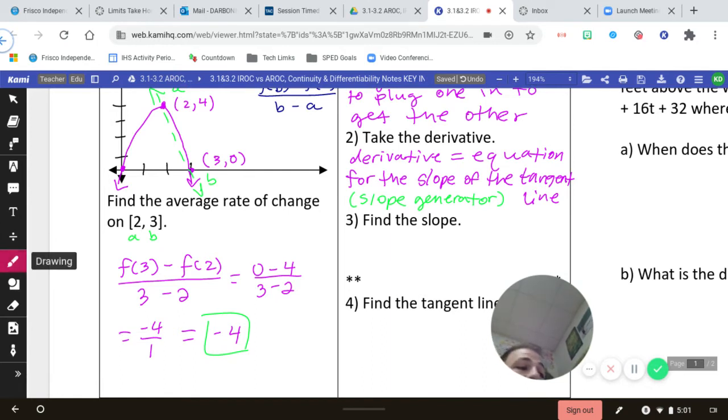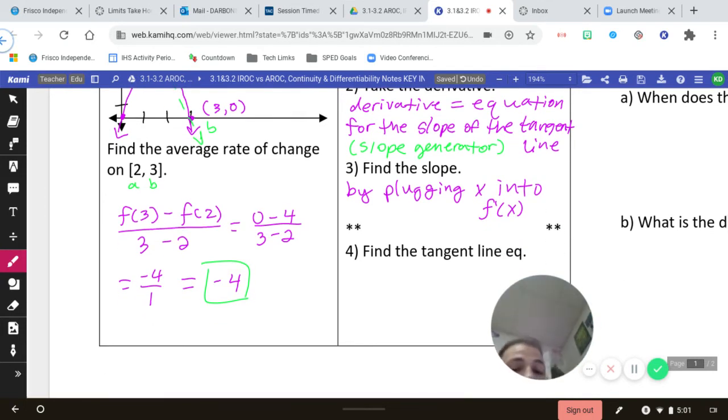Then we're going to find the slope. How do we find the slope? By plugging x into f prime of x. Okay, so we just take that x value and we plug it into our derivative. That's how I find instantaneous rate of change. Instantaneous rate of change is the slope of the tangent line.